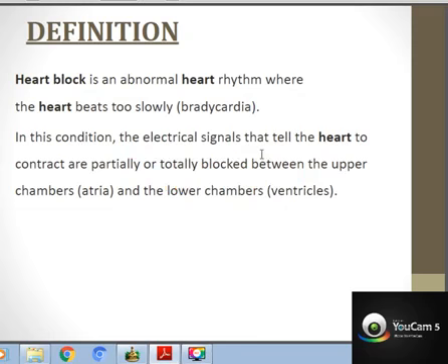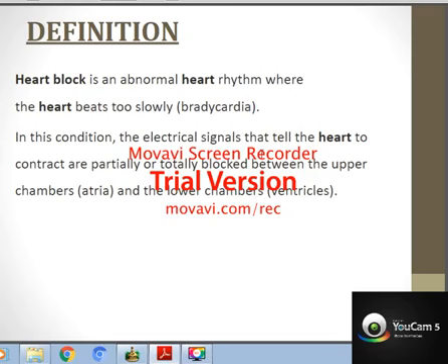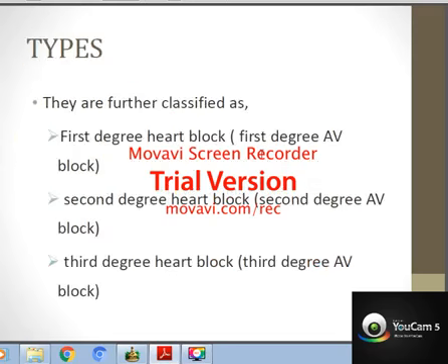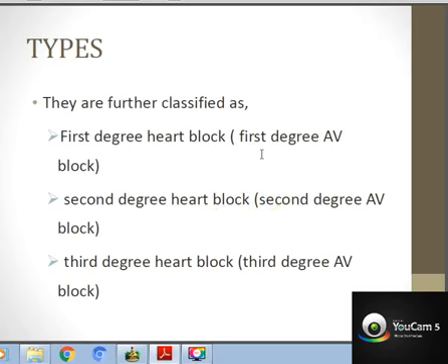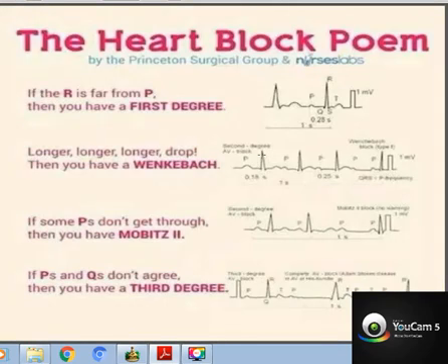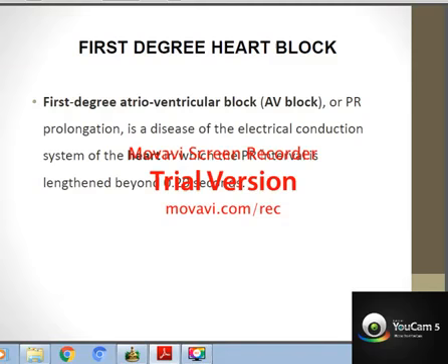Don't get confused. Heart block is an abnormal heart rhythm where the heartbeats will be too slow because of poor electrical signal transfer from the SA node to the ventricles. It is of three types: first degree, second degree, and third degree. We will see them one by one. There is also a poem; we will come to this later at the end, so you will remember it.